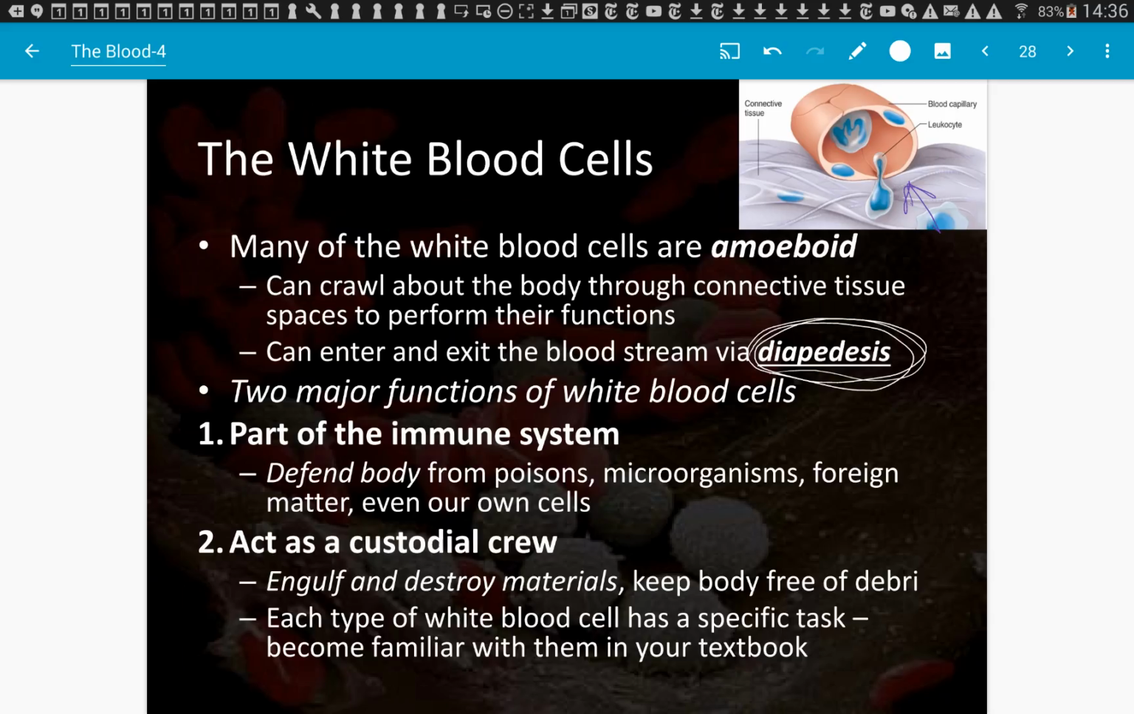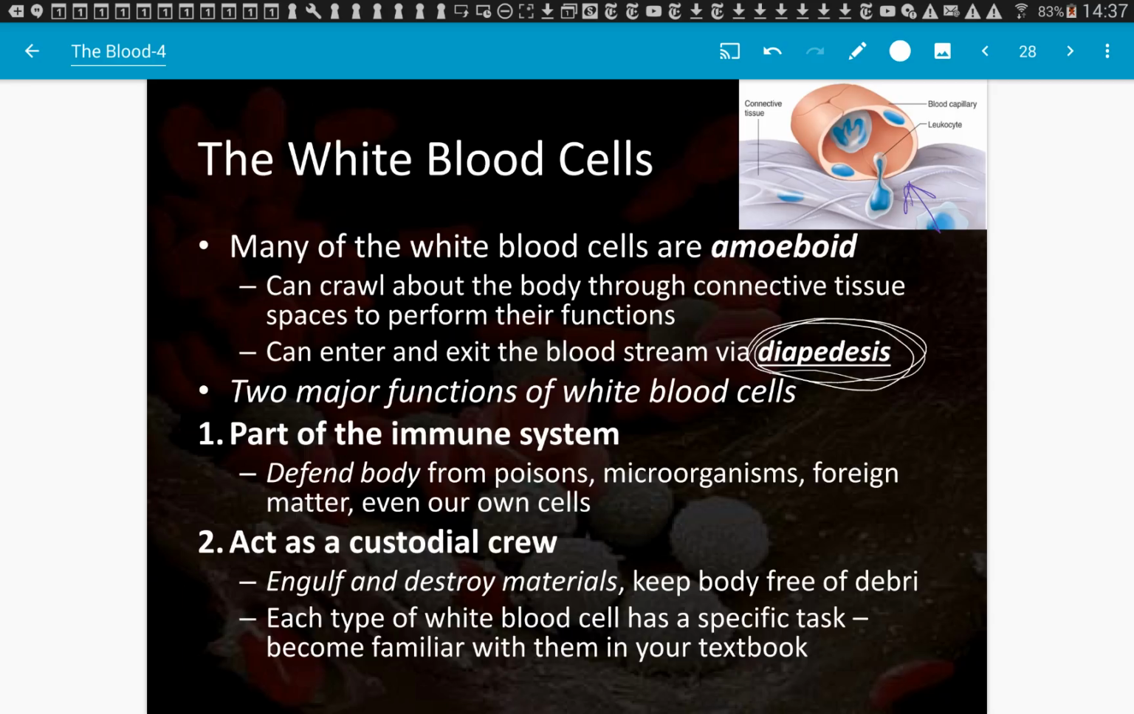And then also secondly, kind of as a custodial crew or a cleanup crew. So as an example, red blood cells, their lifespan is about 3 months. So after 3 months, those red blood cells start getting old, they're not functioning. White blood cells, especially macrophages, for example, take those in, break them down to their components that can be recycled and make new blood cells. So recycling the iron, for example. So helping to keep the body clean, free of debris, as it says.